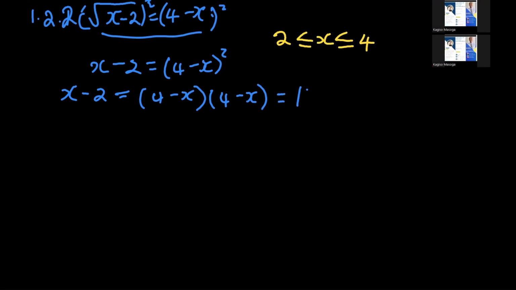You end up with 16 minus 8x plus x squared. Remember, when we expand, this is our method. We say 4 times 4, which gives us 16. Then 4 times negative x gives us a minus 4x. And then negative x times 4 gives us another minus 4x. And then negative x times negative x gives us a positive x squared.